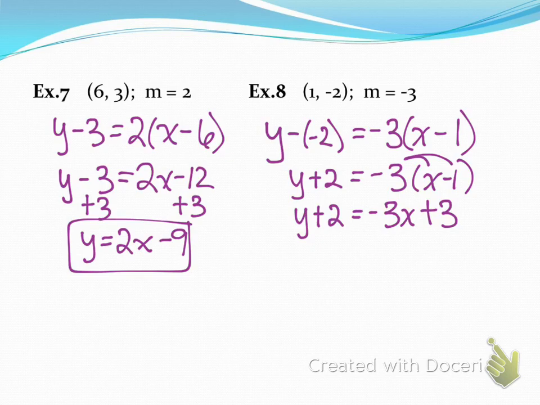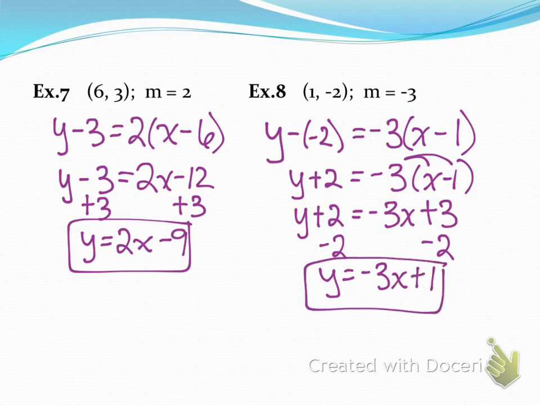All right, our last step is to get y by itself. Jamarl, how would I do that? Subtract 2 from both sides, and then yes, we would do it with the like terms. So we end up with y equals what, Jamarl? Very good. Y equals -3x plus 1.